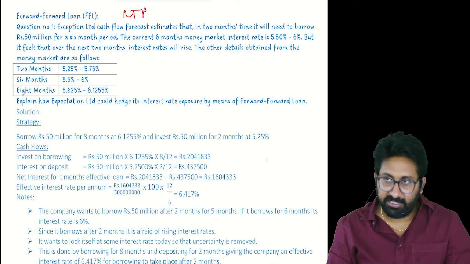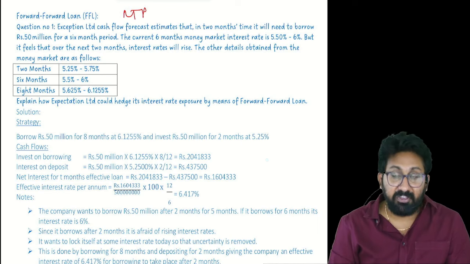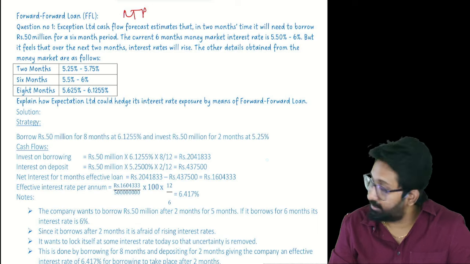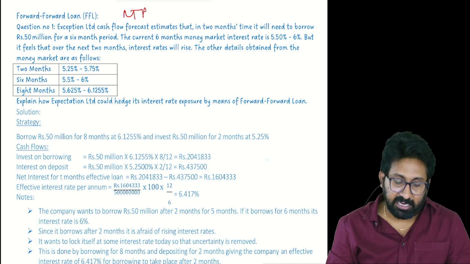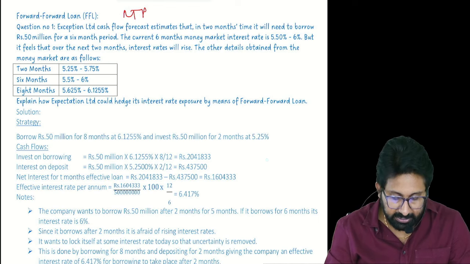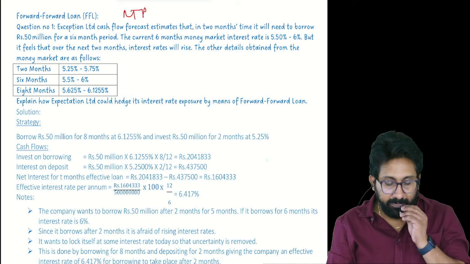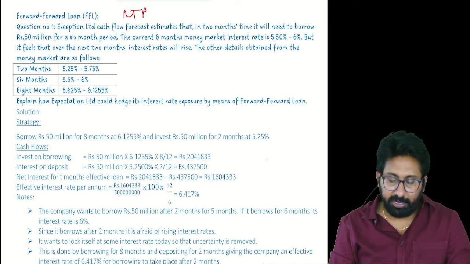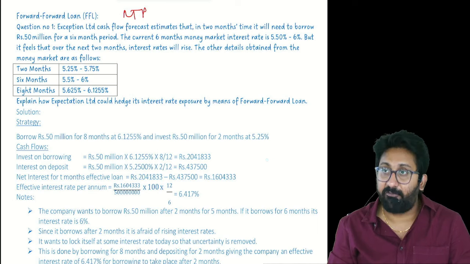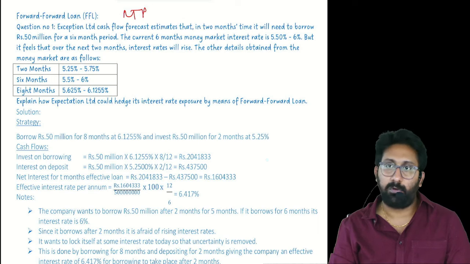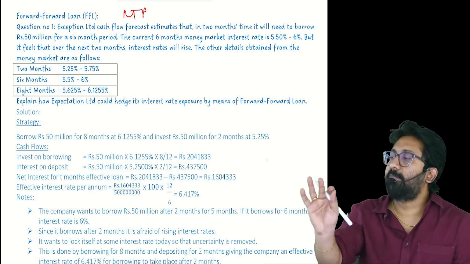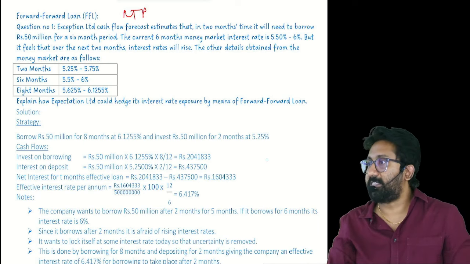5.5, one rate or 6. But it feels that over the next 2 months, interest rates will rise. The other details obtained from the money market are as follows: 2 months, 6 months, 8 months. Explain how E Limited could hedge its interest rate exposure by means of a forward loan. Read the question. Exactly the same question, names are changed. An 8 marks question came in the 2017 exam.